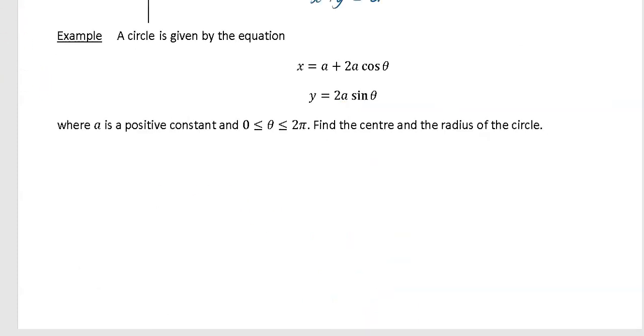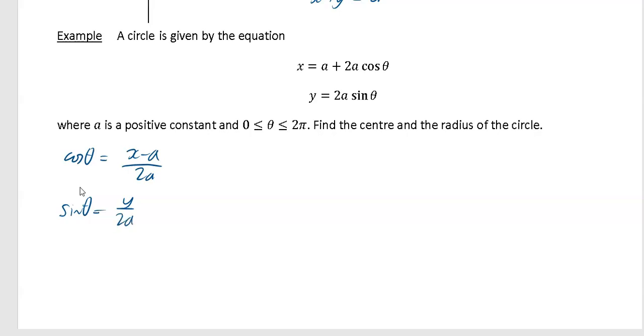Okay, this example says a circle is given by the equation x equals a plus 2a cos theta, y is equal to 2a sin theta, where a is positive and theta goes between 0 and 2 pi. It says find the center and the radius of the circle. So again, the idea here is to make cos theta the subject and to make sin theta the subject. So to make cos the subject, you're going to have x minus a all over 2a, and to make sin theta the subject, you're going to have y over 2a.